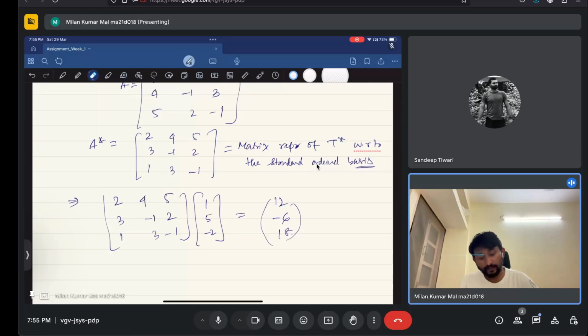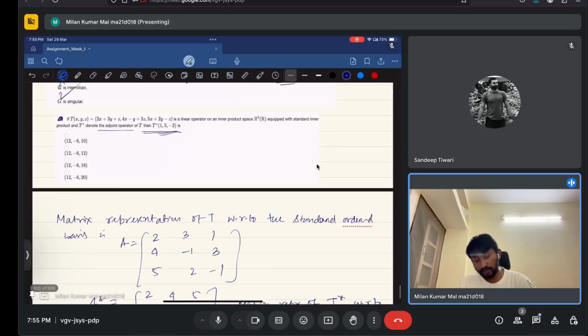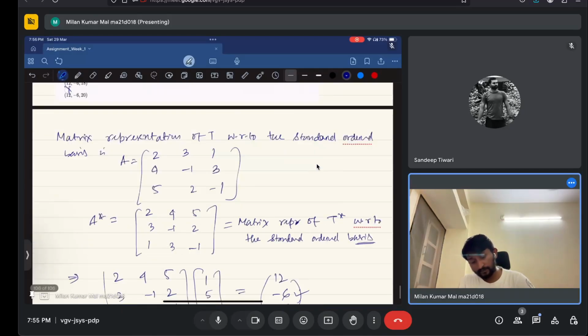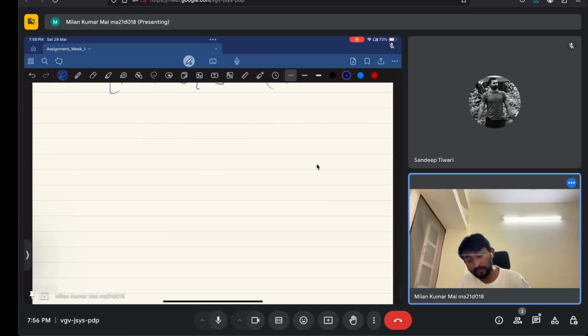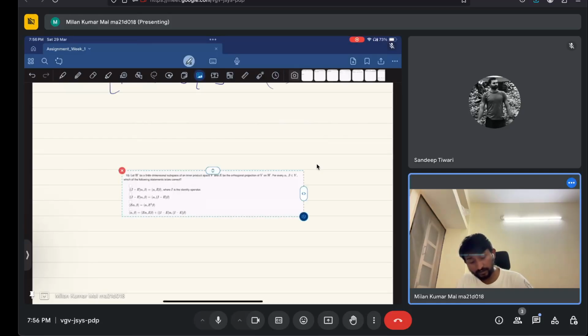Oh, no, no, that is correct. 3 minus 5 minus 12, that is 6. That's the next one I'm just talking about. Next one is 18. So 3, 12 minus 6, 18. This is the correct one. So the other options are incorrect. So I think there is only one option. This is all, and this is also theory.